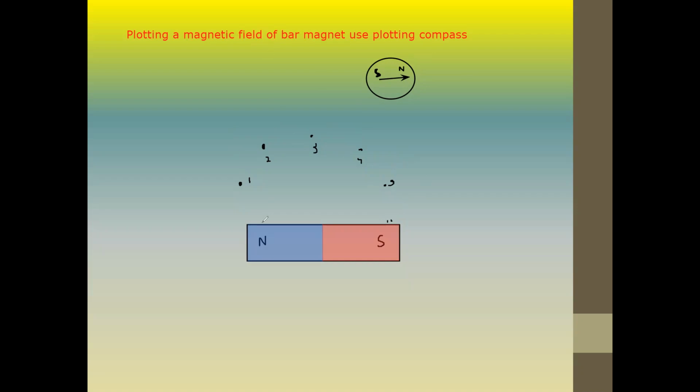If I join these points with a free hand, what will I get? I will get the direction of the magnetic field, which is a loop here, starting from north and going until south. And in the same way we can repeat from the other side. Is it clear how to plot a magnetic field by using a plotting compass?